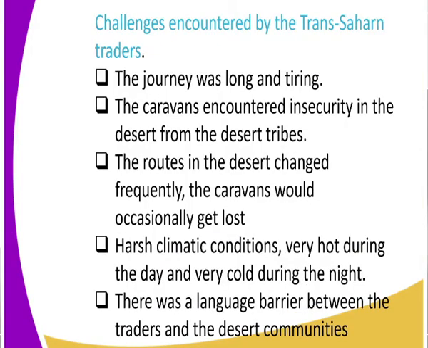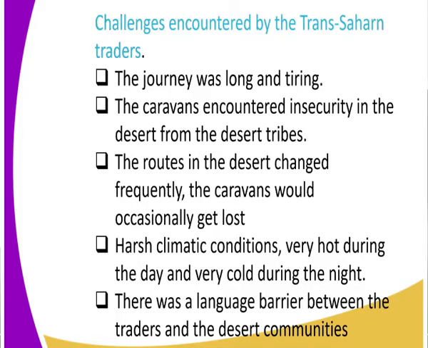However, we must note that the Trans-Saharan trade was faced with a lot of challenges. So the traders encountered a number of problems. Let us note just a few. One, the journey was long and tiring. They could walk for a long distance, kilometers and kilometers, for them to get to the trading points. And also, the caravans encountered insecurity. We had desert tribes, right? These desert tribes always could rob the caravan, or they could also kill the traders.